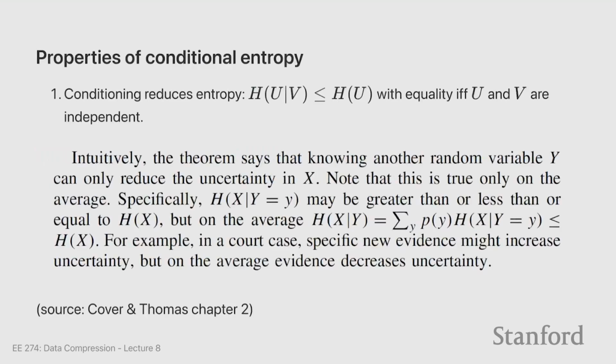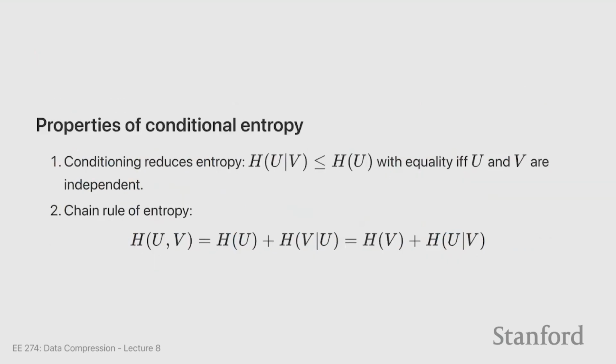And this is the thing I was telling you earlier about, like a specific piece of evidence can increase your uncertainty, but on average, knowledge will always reduce your uncertainty. Knowing things is good on average. Okay.